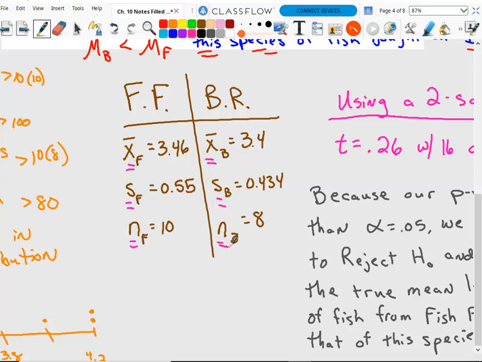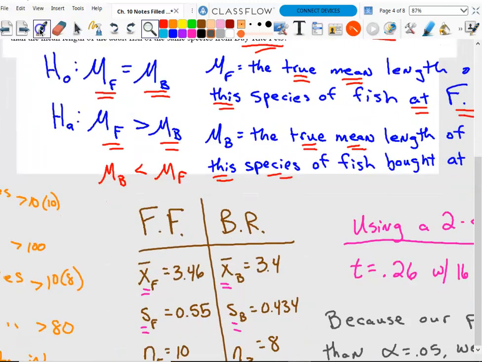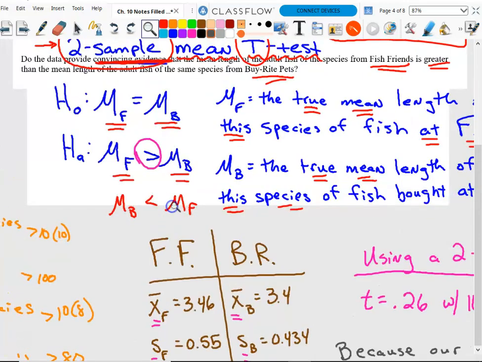And the way I set it up is I started with Fish Friends, even though that was second, and this is kind of what I'm trying to talk about. Even though that was the second one, because of how I set up my H0 and Ha, I wanted to see if Fish Friends was bigger than Buy Rite, so I chose to start with Fish Friends. If you were to choose the other way, there is nothing wrong, just like last time, you just have to be careful and make sure you're being consistent with how you plug in your data, your stats is what I should say, versus how you set up your H0 and Ha.